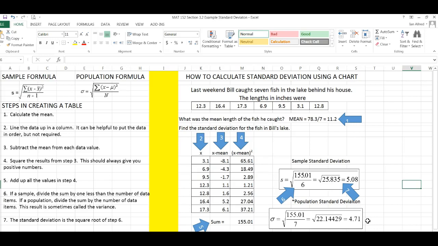But one thing you do learn by doing this by hand is that it can take a while, especially if you have a large amount of data. So if you have a large amount of data or you're pulling this out of a book, it would be very nice to have a quicker way of handling that, especially to keep you from making mistakes.